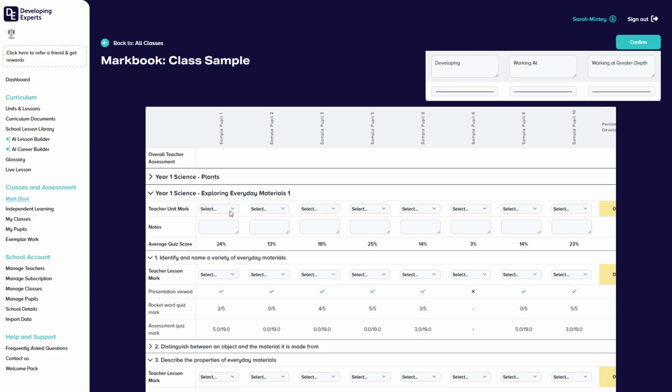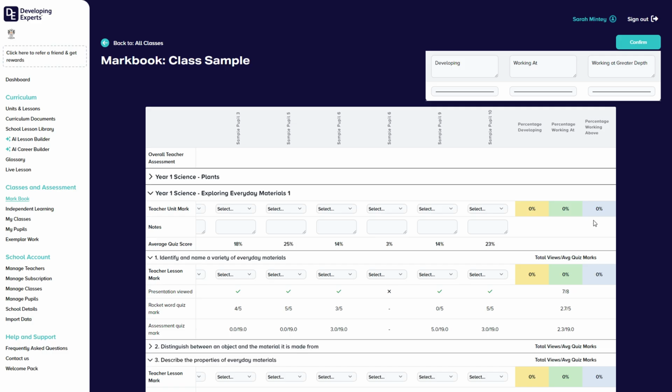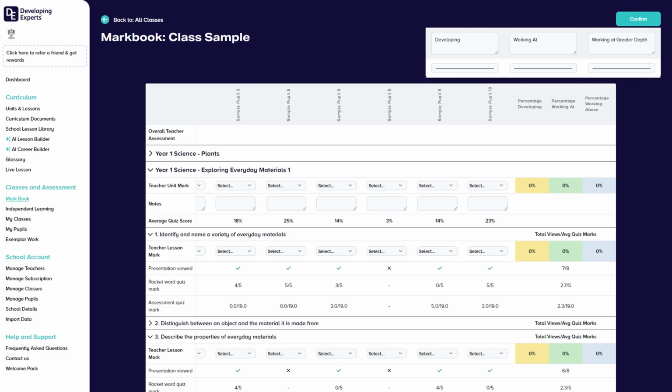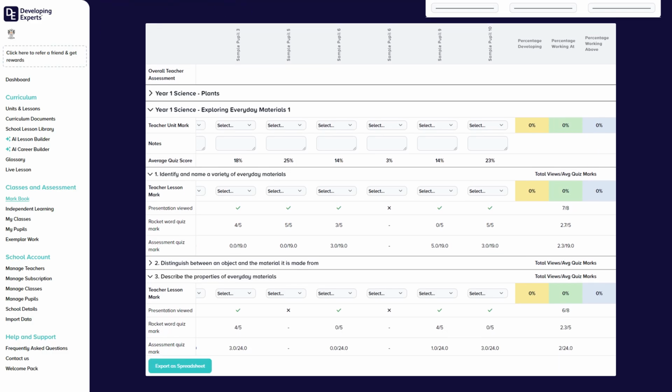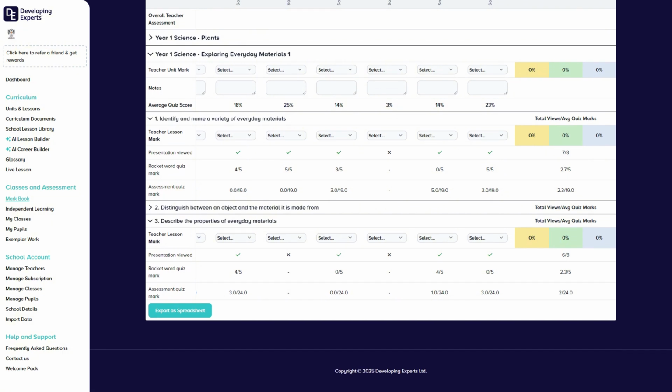Filtering by units allows you to add a unit mark, and then filtering further by lesson allows you to add a lesson mark for each pupil. Remember, our data takes into account scores from Rocket Word and assessment quizzes. As a teacher, you will always have the final say in a child's overall mark. This way, each child's unit mark is best informed from data collected using the platform and teacher knowledge.